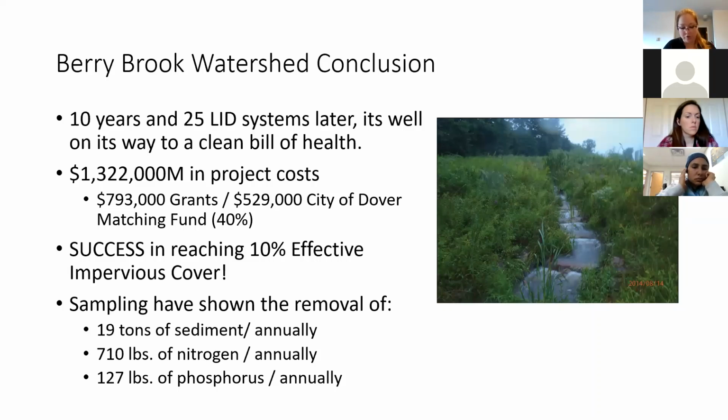The stormwater controls that have been implemented have reduced the impervious cover in the watershed from 30% to just under 10%. The sampling and modeling efforts have shown that these controls effectively remove 19 tons of sediment, 710 pounds of nitrogen, and 127 pounds of phosphorus annually from the stream and drainage area. So there's a quote from a report.